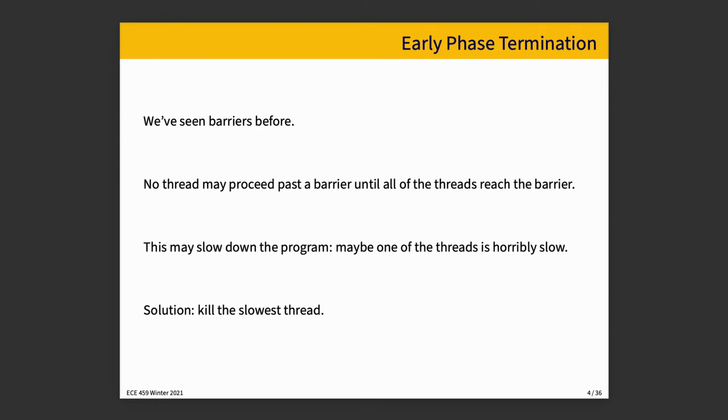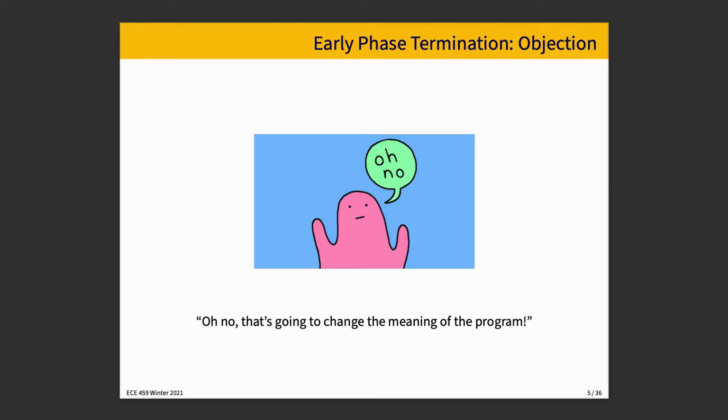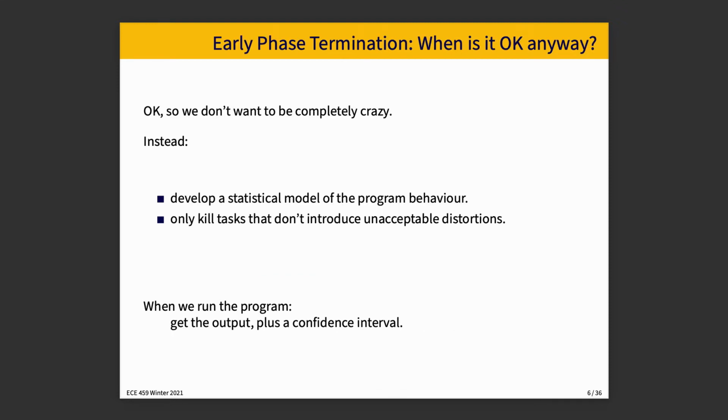We were expecting 8 threads to get here, and one of them is taking too long, and oh no, it had an accident, and will no longer be arriving. And then in that case, everybody's here, and we can proceed. Well, that was easy, wasn't it? Oh no, that's going to change the meaning of your program. In some strict sense, yes. The question is, is that acceptable as a distortion? Does it matter? Is it okay? Will we get a reasonable result in spite of this? We don't want to be completely crazy.